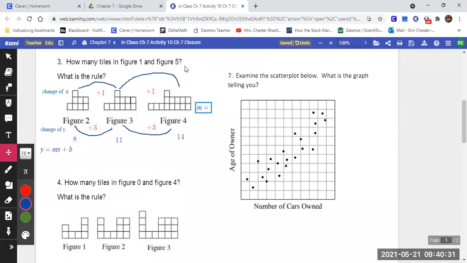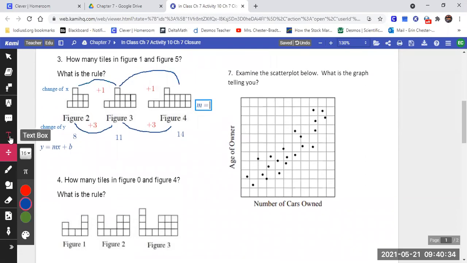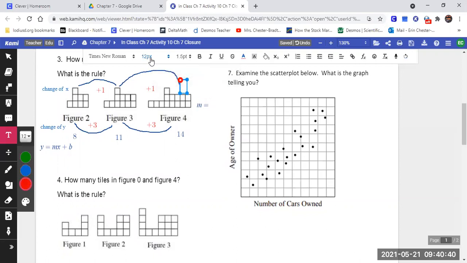How do we find m all the time? Slope is what? Okay. Change of y divided by change of x. That's what we need to do.